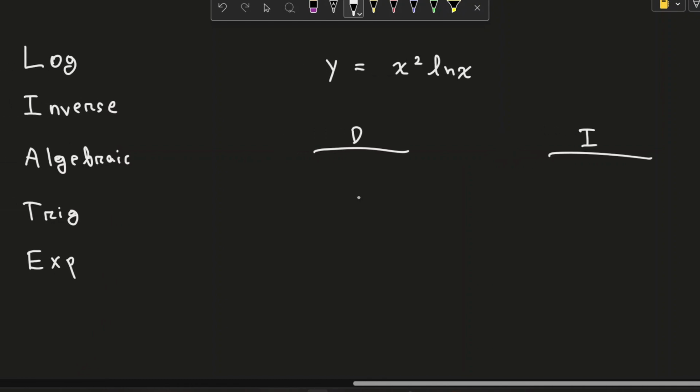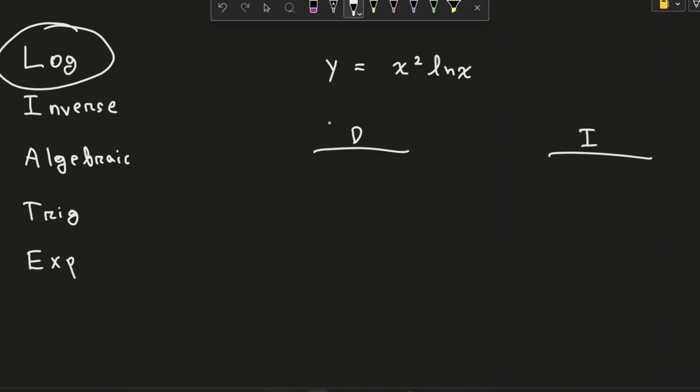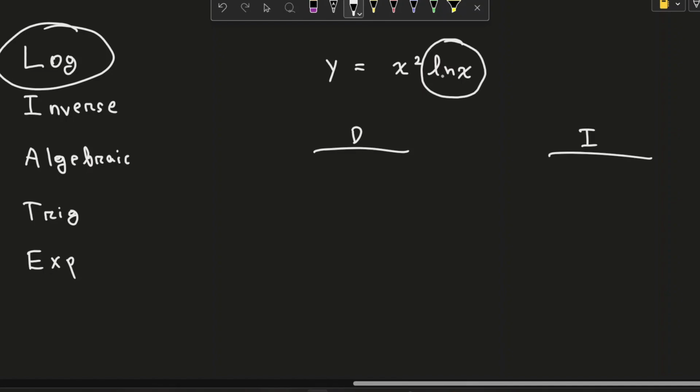To decide which function to differentiate, we will use the LIATE method, where log is the first one to differentiate. So if you can see that there's a log in this function, we will use that to differentiate, and to integrate we will integrate x squared, and as usual add plus and minuses in that. So it's 1 over x and x cube over 3.